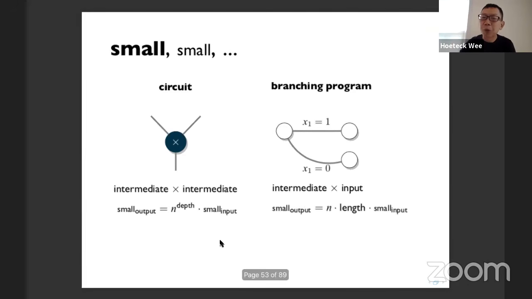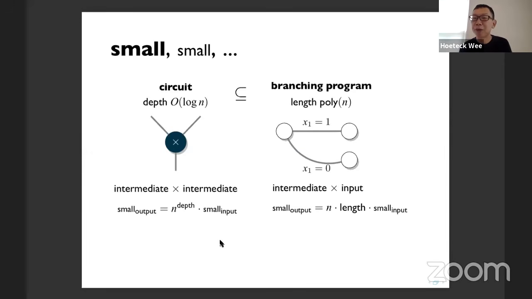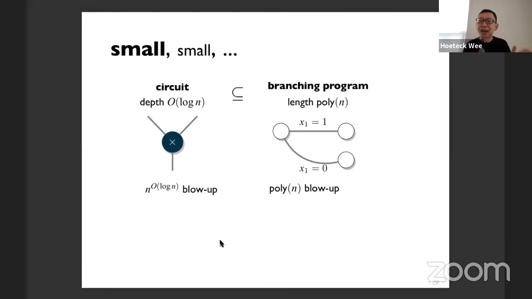In general, when you work with branching programs, your noise will grow with the length of the branching program. Now recall that a circuit of logarithmic depth can be simulated by a branching program of polynomial length. If you apply the naive approach of working with circuits, you get noise that grows exponentially in depth, so you get an n to the order log n blow up. Whereas if you work with the branching program, since the noise is polynomial in the length, you get a poly n blow up. So that's really an advantage of working with branching programs.